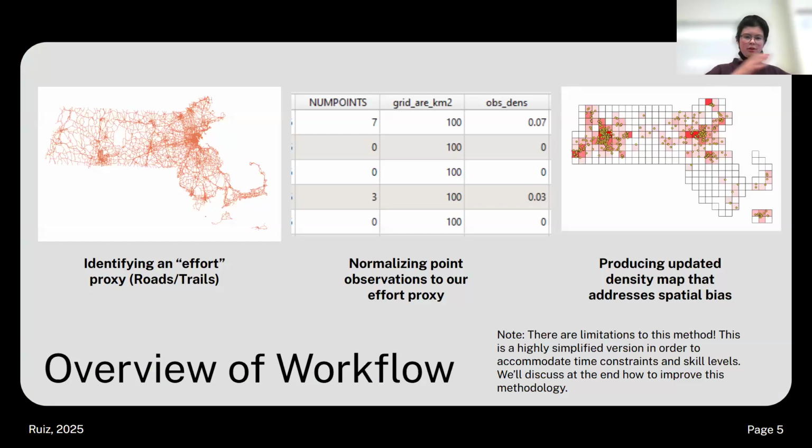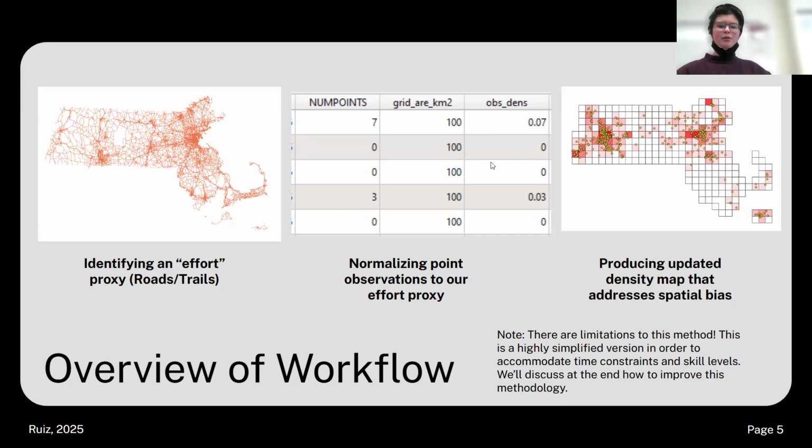So this is the overview of how it's going to work. We're going to be introducing what's called an effort proxy. Effort proxies can be lots of different things. They can be land cover, they can be population density. In this case, we're going to be using roads, under the assumption that areas with more roads are probably going to have more people, therefore more observations.